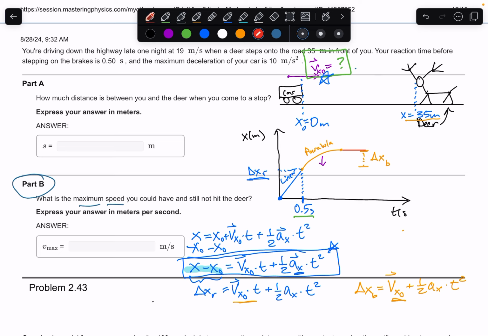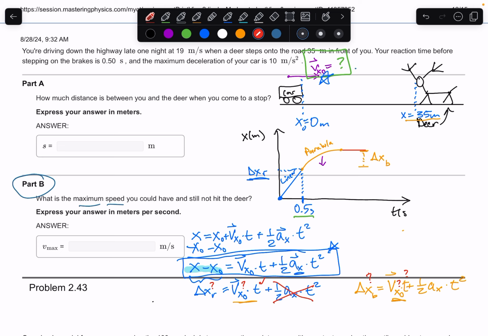But the kicker here is that I don't know Vx initial, which means I can't know the displacement. I do know how long the time is for the reaction phase, and I also know that the acceleration is 0 during that phase, but we have two unknowns here. It's even worse with the braking phase because I don't know how far I go when I'm braking. I forgot my time right there, times t. I don't know the initial velocity, and I don't know the time. So I have three unknowns in that kinematic.